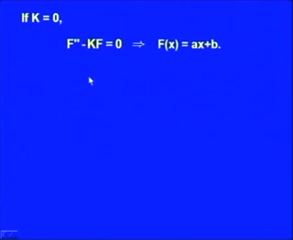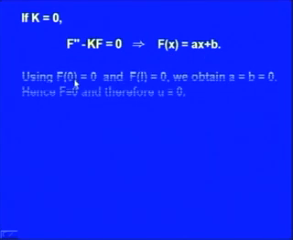Now, let us discuss the various cases which occur due to the constant k. The constant k may be 0, it may be positive, it may be negative. So, we first discuss the case when k is 0. If k is 0, f double dash minus k f equal to 0 will imply that f double dash is 0. So, that will give us, after integration twice with respect to x, f(x) equal to a x plus b.